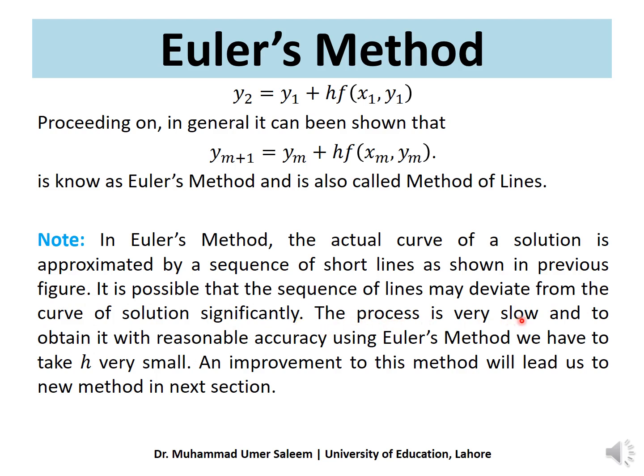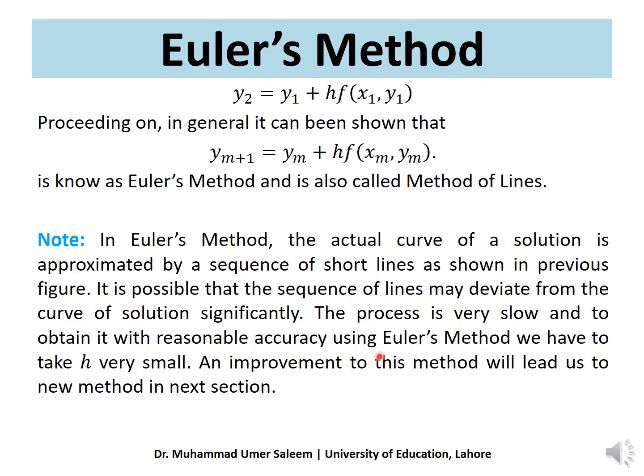So the process is very slow, this Euler method, and to obtain it with reasonable accuracy using Euler method, we have to take h very small. So if you look at the last figure again, so we have these points. If you reduce h, means if I make h half of this, then this error will be reduced. So making h small will reduce the error, but there are so many deficiencies.